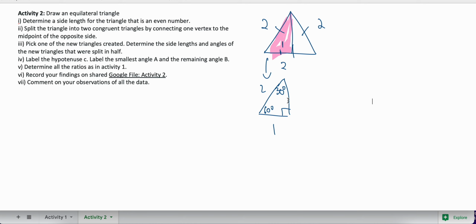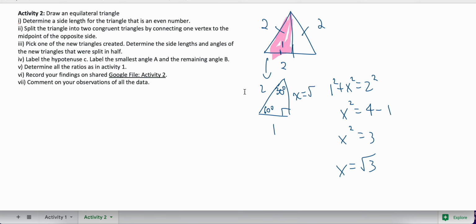and we have to determine this side length over here, so we can use the Pythagorean theorem. Let's just call it x for now. I think we give it a label later. But in any case, 1 squared plus x squared equals 2 squared. So that's x squared equals 4 minus 1, and x squared equals 3, x equals square root of 3.